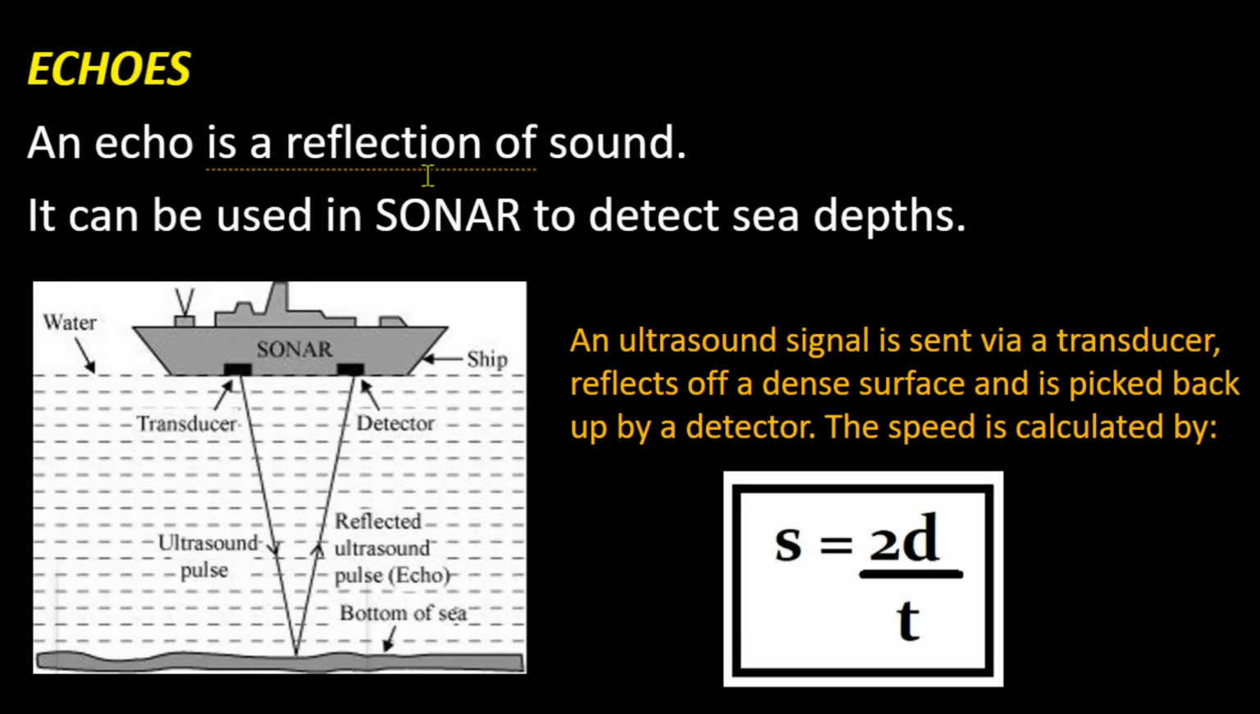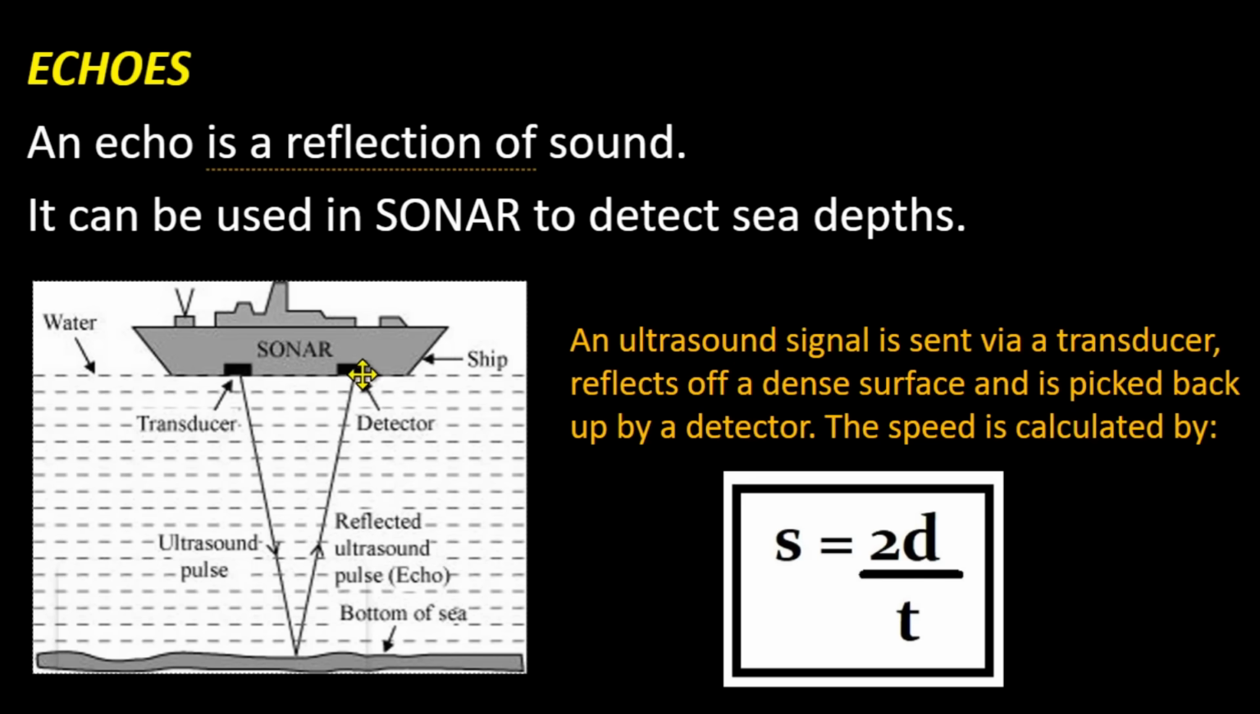An echo is a reflection of sound. They are usually using sonar to detect sea depths or sometimes oil spills. How this works is an ultrasound signal is sent by a transducer, which would then reflect off of a dense surface and is picked back up by a detector. The time would be recorded between where this wave would go down and come back up.